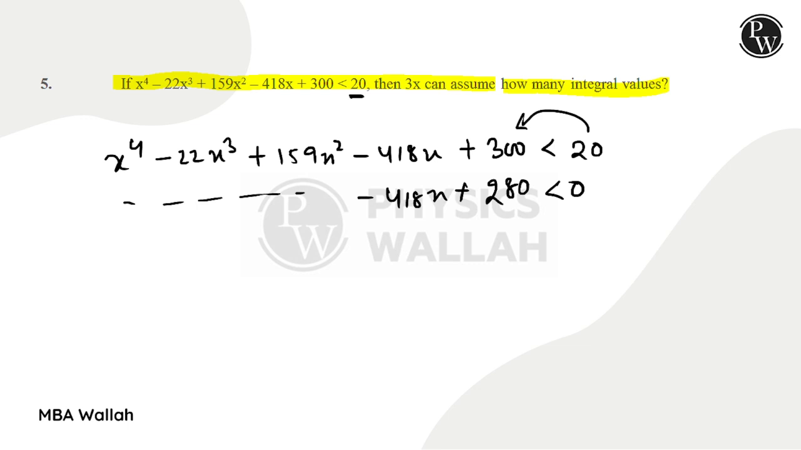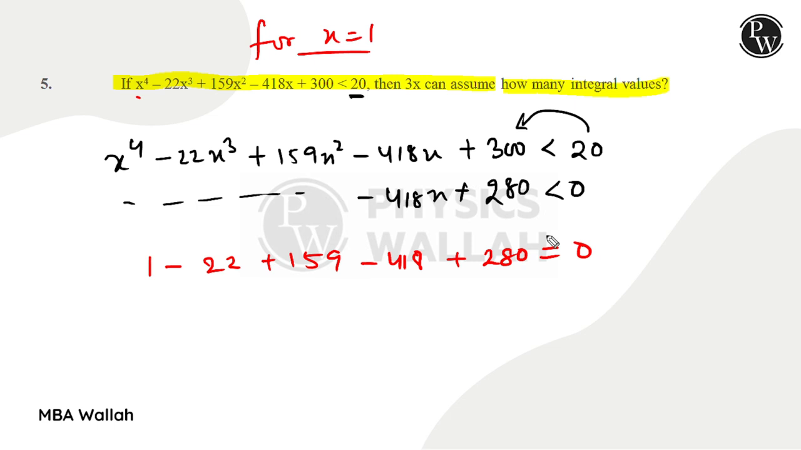One thing that I want to do quickly is check for x equals 1. I'll substitute the value: 1 minus 22 plus 159 minus 418 plus 280, that needs to be equal to 0. If this becomes 0, then x equals 1 is a root, which is what we want to find.